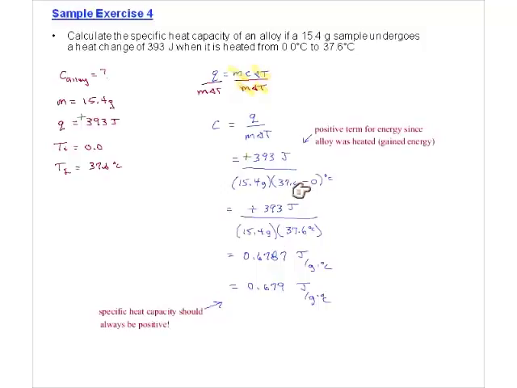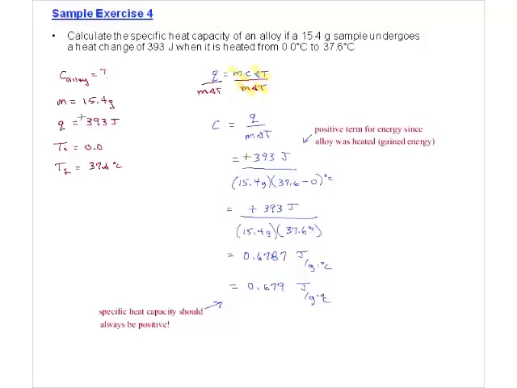If you end up getting a negative value here, you better check what you just did with your temperature here. Make sure you got TF minus TI. And make sure you read the question again to see, are we gaining energy or are we releasing energy? Because if this sign is negative here, then this should end up being a negative too, so the negatives would cross out. So we should always get a positive value for specific heat capacity.